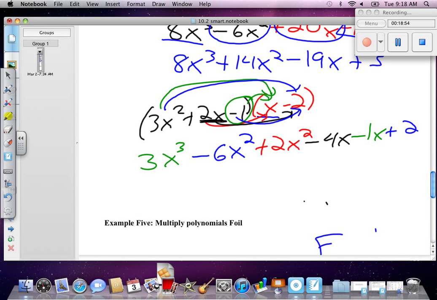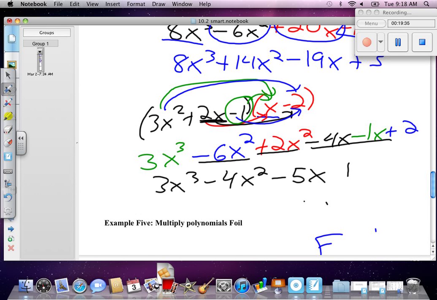Okay. Taylor, are there any others with x cubed next to them? So I'm just going to rewrite that. Taylor, is there any with x squareds next to them? Which ones? And what's negative 6 plus 2? Negative 4x squared. Good. Okay, Cheyenne, are there any x's? Which ones? Okay, so if I put those two together, what would I get? Negative 5x. Okay. And then I just have the 2 at the end.